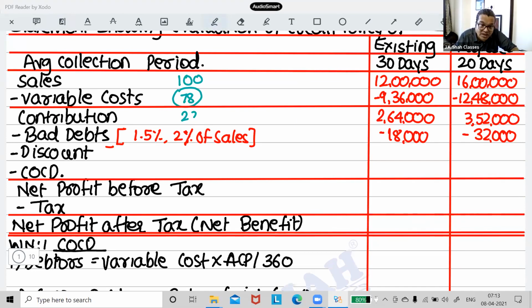Discount. Pay attention, guys. What is put in the question? The question tells us that 50% of existing will take discount and 80% of the proposed plan will take discount. So 50% into 12 lakh. That many people opting for discount, into how much discount? The discount is 1%, right, people? Yes, into 1%.